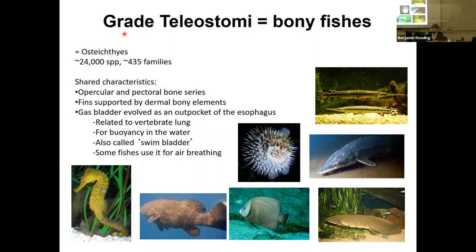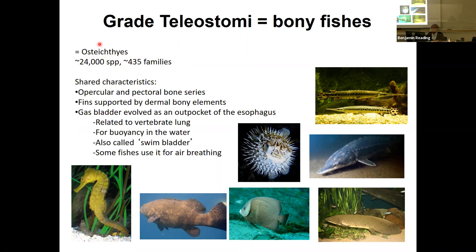The textbook uses this term teleostomy. I like to use the term osteichthyes. It sort of makes more sense to me, bony fishes here. We're looking at a total of about 24,000 species in 435 families. And this is really the largest group of vertebrates on the earth.